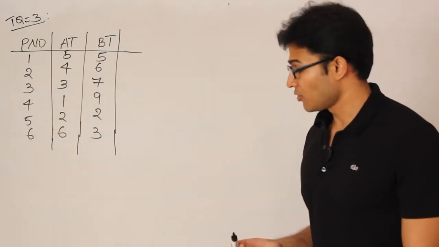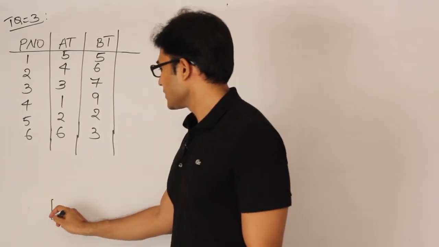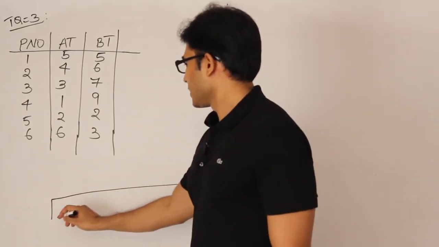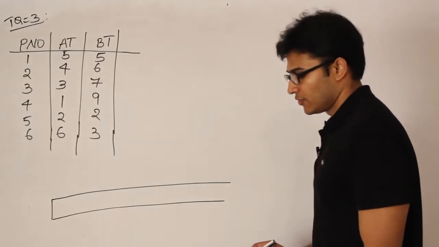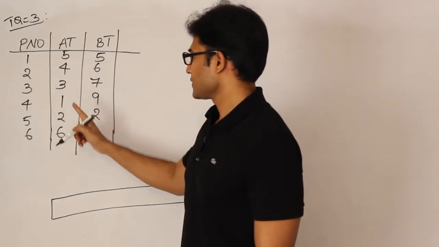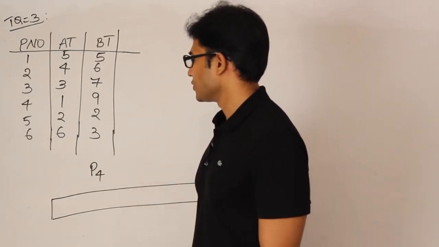Let's solve this one using round robin. So first of all, let's maintain the queue and the Gantt chart. The queue contains the first process that has arrived. If you look at the arrival times, the first process has arrived at 1 and that is P4. Therefore P4 will be initially in the queue, right?